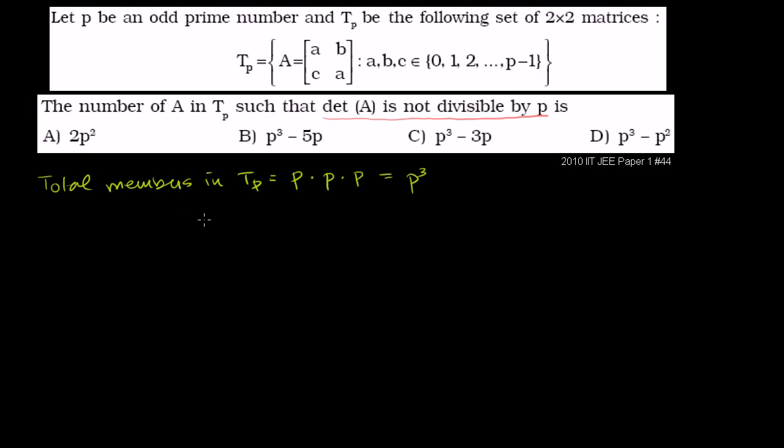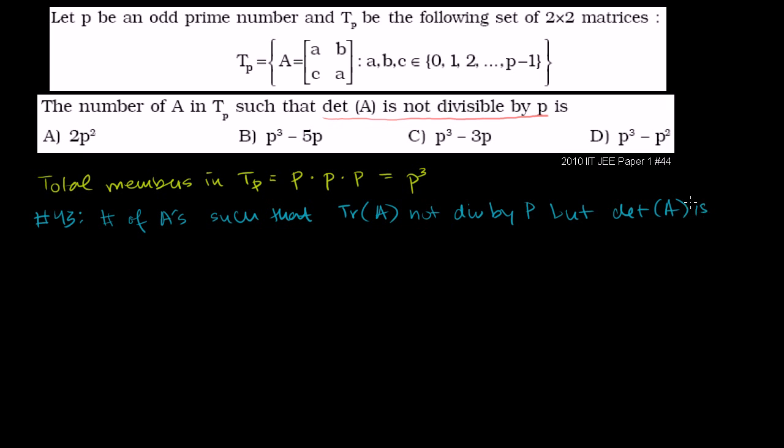Now, what did the last problem tell us? This was number 43. It told us the number of a's such that the trace of a, this was the language they used in the last problem, is not divisible by p, but the determinant of a is. And we got the answer as p minus 1 squared.